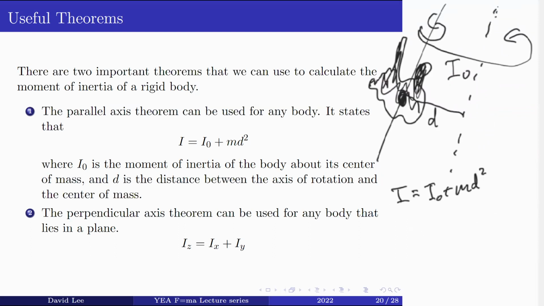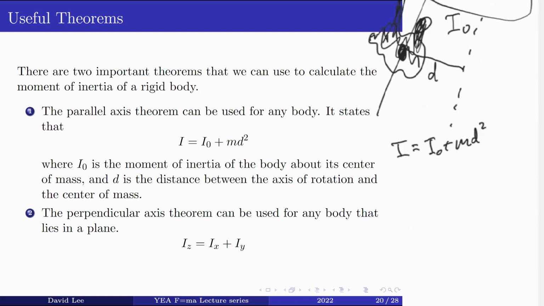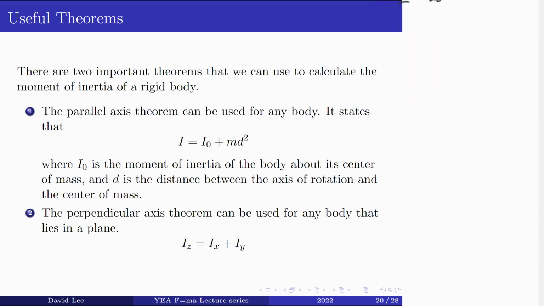And another one, which is slightly less useful, but still kind of useful, is the perpendicular axis theorem. This is not as applicable to as many objects because this only applies to pancake-like objects. So we have a pancake here, and it has to lie in a single plane. So it has to be completely flat.